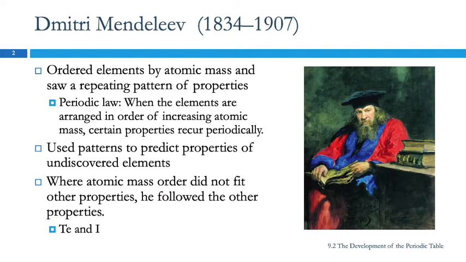One example is tellurium and iodine. So if we look here on the periodic table, tellurium has a mass of 127.6. Iodine is to the right of it, and its mass is 126.9, which is smaller. So by mass, they are reversed in order, but he put them in this order because that's how their properties said they should be. And then later, it was discovered that the proper ordering was by number of protons, not by mass. And so those are in order by number of protons.